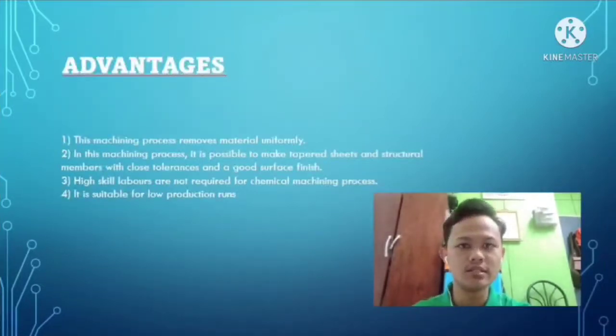Next, I will present the advantages and disadvantages of this chemical machining process. For the advantages, firstly, this machining process removes material uniformly. Secondly, in this machining process, it is possible to make tapered sheets and structural members with close tolerances and a good surface finish. Thirdly, highly skilled laborers are not required for the chemical machining process. And lastly, it is suitable for low production runs.